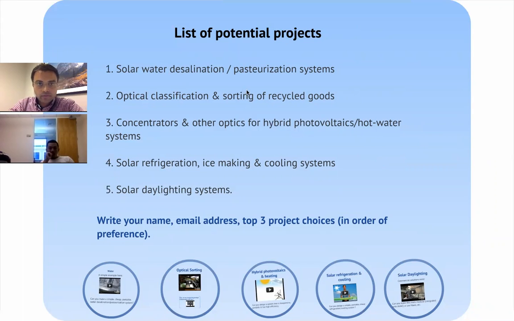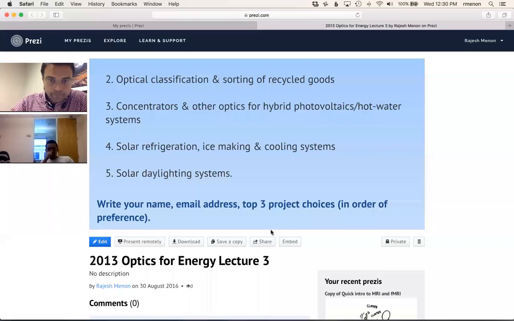I listed a few: solar water desalination, pasteurization, optical classification and sorting of recycled goods, which we haven't talked about, so we'll take a quick look at it. Concentrators and other optics for hybrid photovoltaics or hot water systems. Solar refrigeration, ice making and cooling systems, and solar daylighting systems. So again, this is for all of you. Some of you have already responded, but if you haven't, please send me a note with your top project choice. You don't need to give me 3, just 1 is enough.